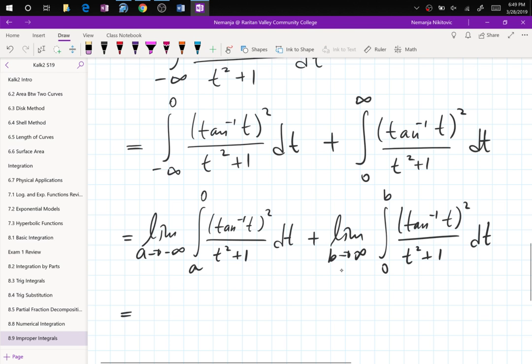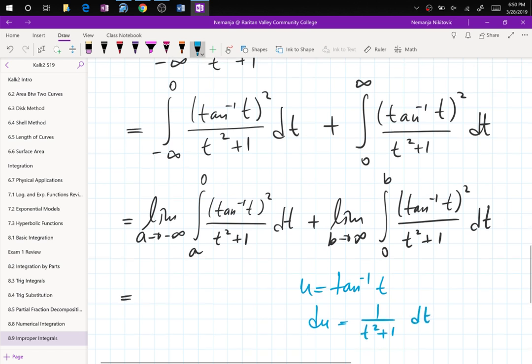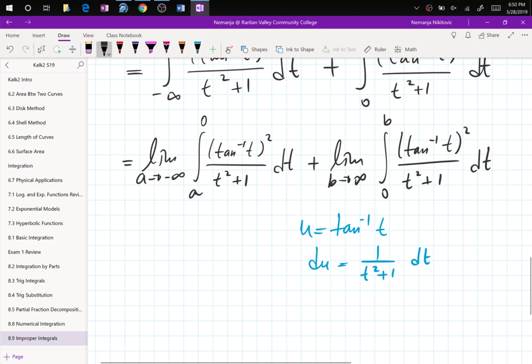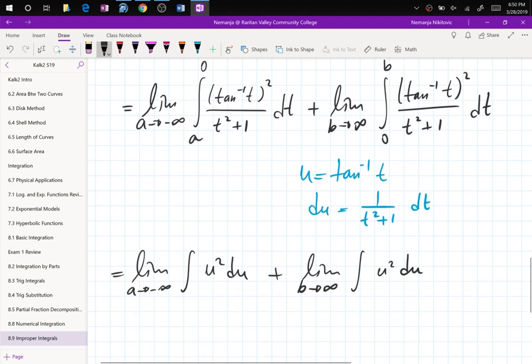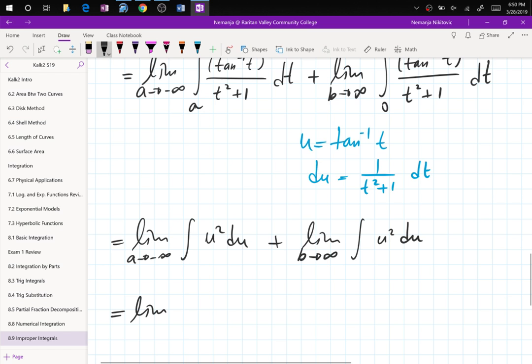So what's the integral? What are we using? Yeah, basic one. Which one? U substitution. So if u is inverse tangent of t, then du is 1 over t squared plus 1 dt, which is exactly what we have. So these integrals collapse into limit a goes to negative infinity of the integral of u squared du, plus limit b goes to infinity of the integral of u squared du. Limit a goes to negative infinity of u cubed over 3, plus limit b goes to infinity of u cubed over 3.